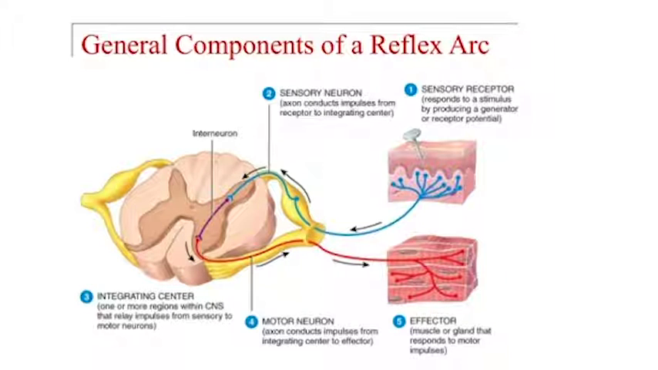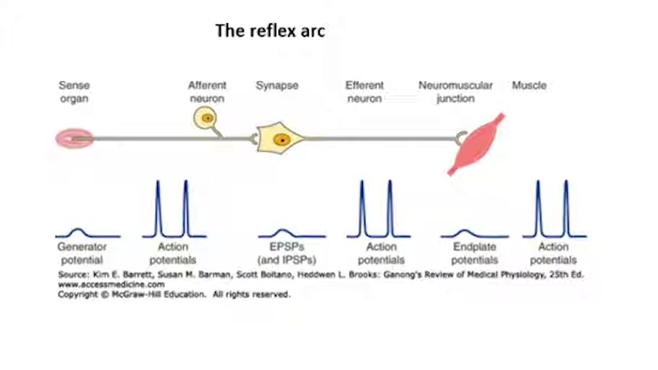The effector, the efferent neuron, usually is a motor neuron, which conducts impulses from the integrating center to the effector, which is a muscle or a gland, which then responds to the reflex that we have elicited.